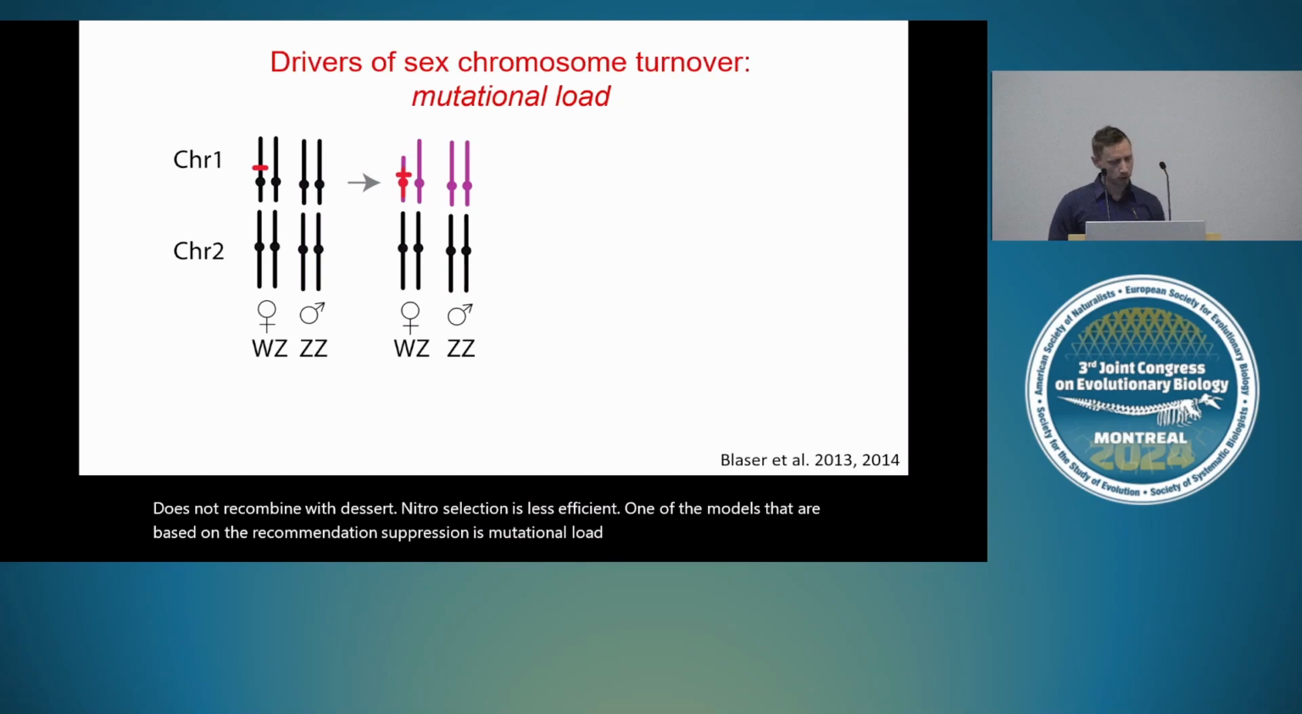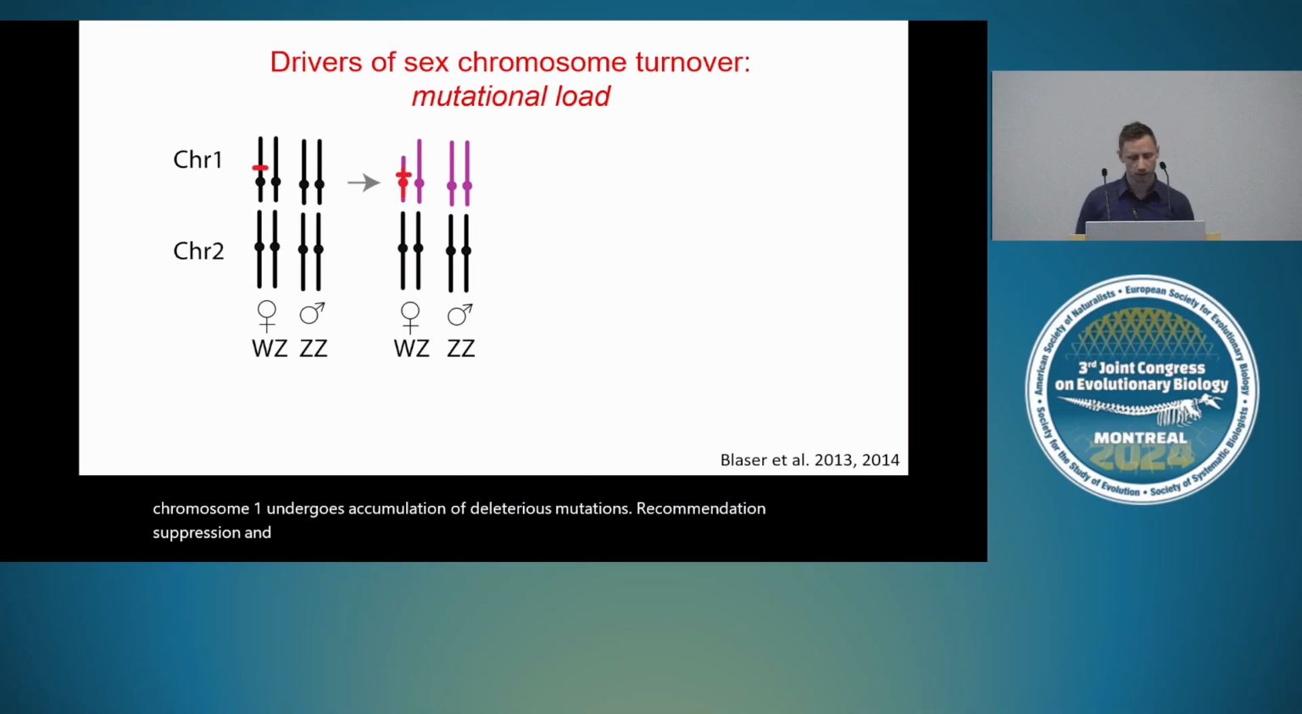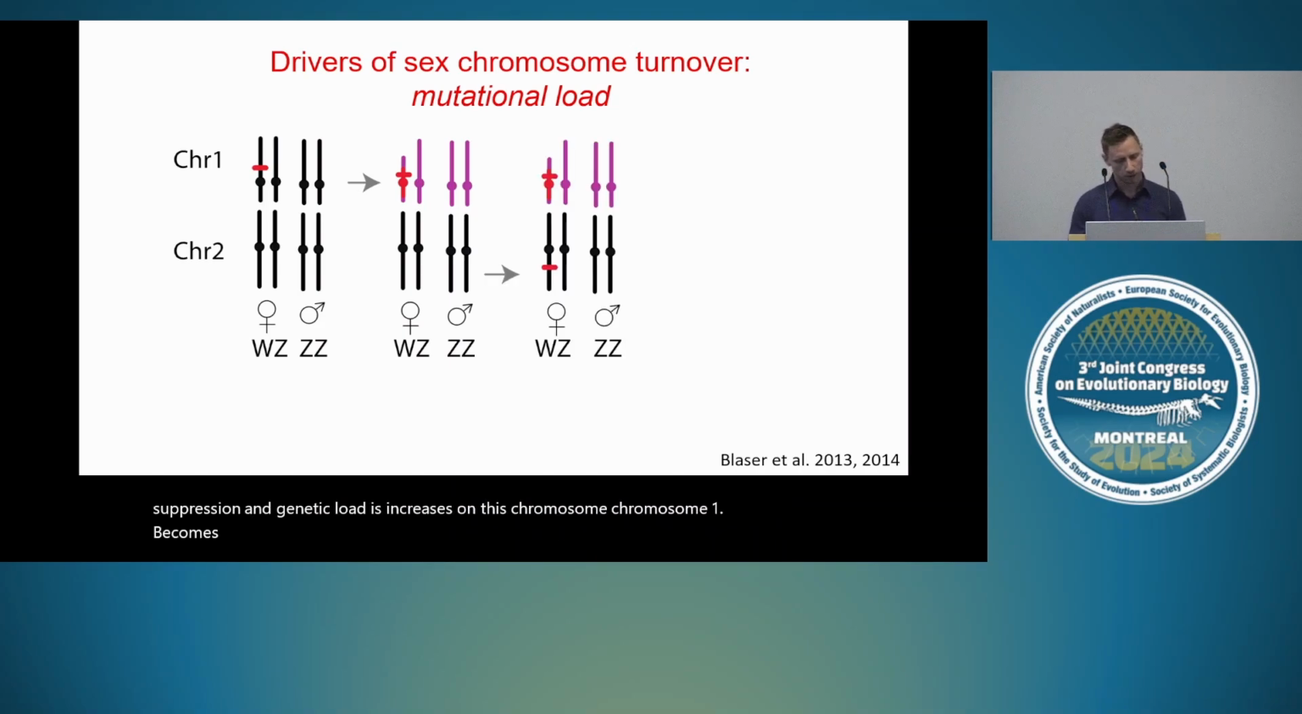And again, let's imagine chromosome 1 and chromosome 2 on this picture, and a new sex-determining gene arises on chromosome 1, which is depicted by red color on chromosome 1. And chromosome 1 undergoes accumulation of deleterious mutations, recombination suppression, and genetic load increases on this chromosome. And chromosome 1 becomes new sex chromosome.